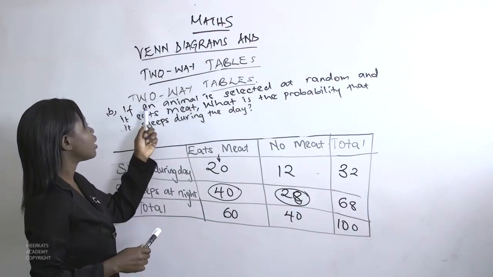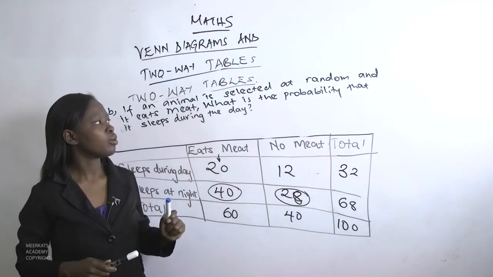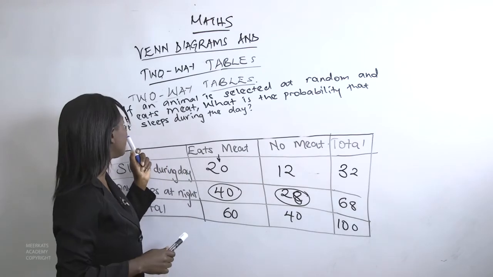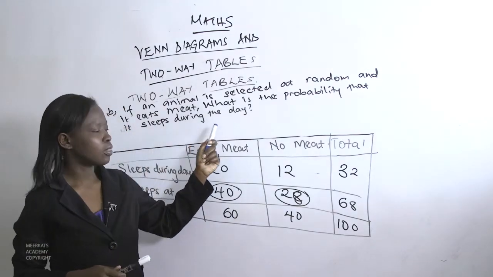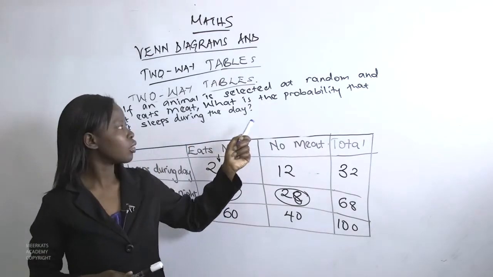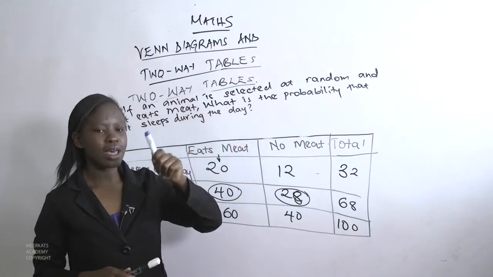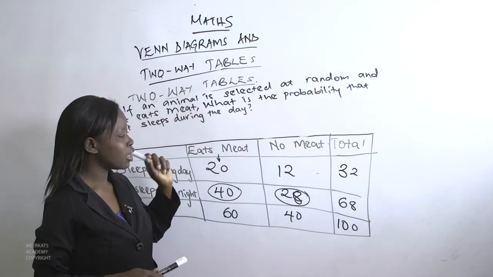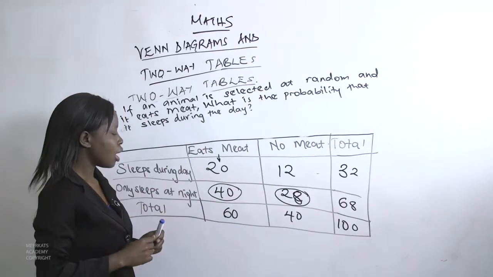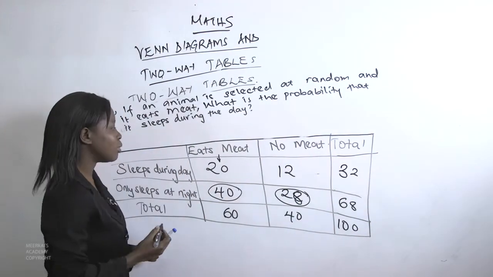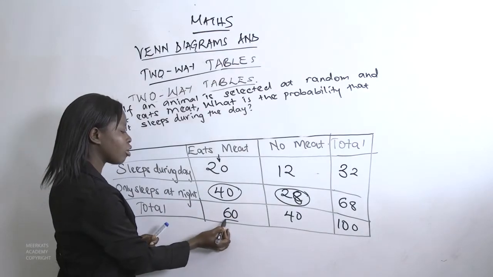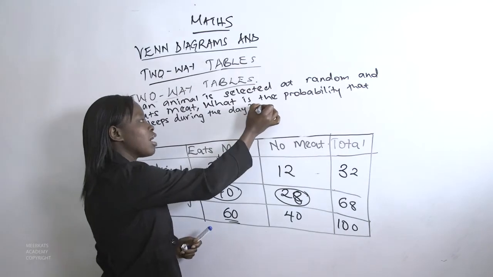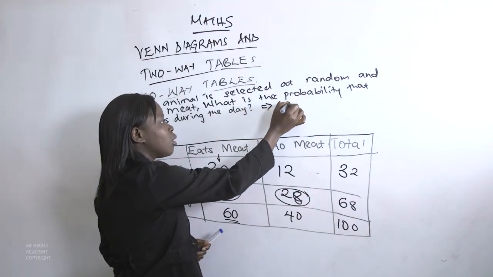So if an animal is selected at random and it eats meat, what is the probability that it sleeps during the day? The condition in this probability is that the animal selected eats meat. So we find out from our table how many animals eat meat, and we get that a total of 60 animals from this table eat meat.